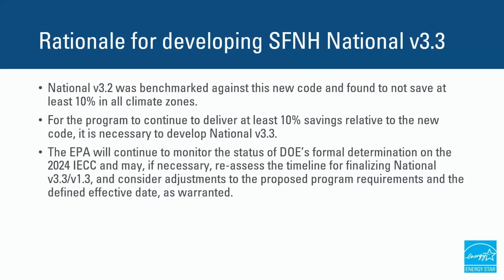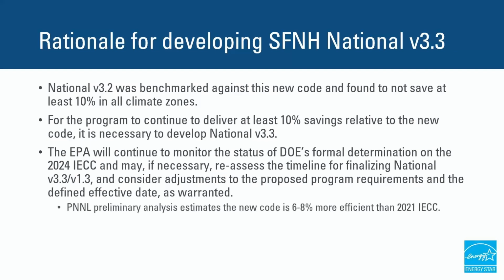Now, we want to note that the Department of Energy has 1 year to publish a determination as to whether this latest edition of code will improve energy efficiency compared to the previous edition, meaning the 2021 IECC. We recognize that DOE has not yet released their determination, and so we'll continue to monitor its status, reassessing our timeline for finalizing this proposal, as well as potentially adjusting our proposed requirements and the effective date of it as warranted. I will note for context that a preliminary analysis from PNNL has indicated that the new code is about 6 to 8% more efficient than the 2021 IECC.